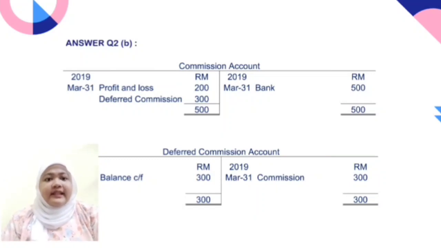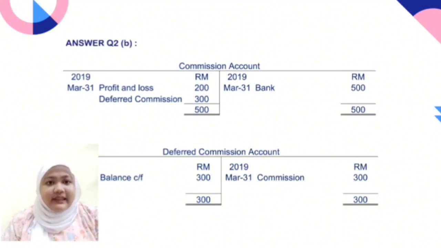The first thing is we have to open the commission account. For the bank amount, we take it from our trial balance, which is 500. And we will debit deferred commission. Why do we need to debit deferred commission? Because deferred commission we will deduct from our revenue account. Even though we have received the cash, we haven't provided the service to our customer, and it will decrease our revenue. That's why we put it on the debit side. So the amount will be 300. We balance it off. The balance of 200 will be transferred to the profit or loss statement.